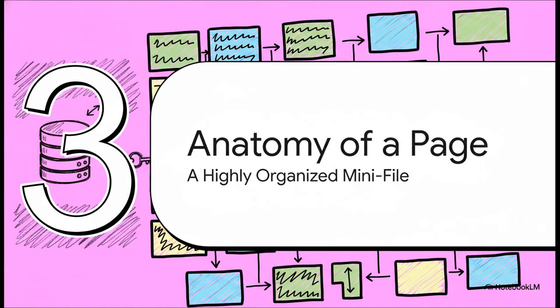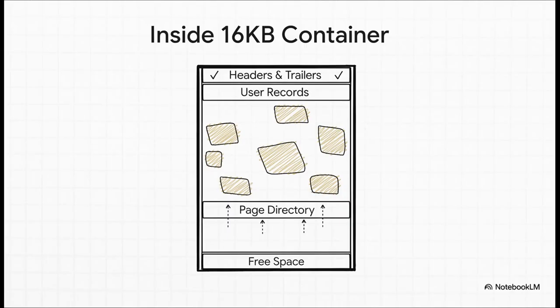So let's peek inside one of these 16 kilobyte containers. What's actually in there? It's not just a chaotic bucket of rows. Oh no, it's a highly structured, self-contained little mini file, and it's optimized for both data integrity and speed. Every page has headers and trailers for things like metadata and checksums to prevent corruption. Then you have the space for your actual rows, the user records. But the secret sauce, the real magic, is the page directory. You can think of it like an index inside the index page. It lets the database do a super fast binary search to find a row on that page, instead of having to scan through every single one.